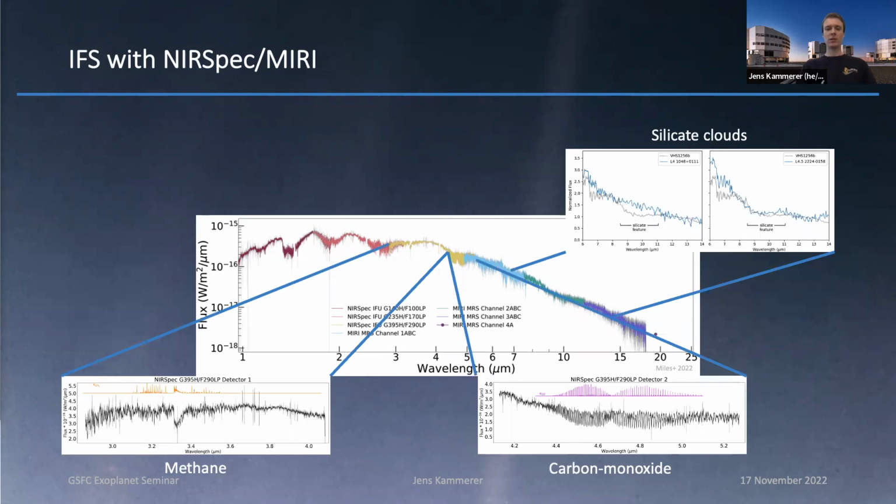And we can see some beautiful absorption features there, for example, from methane. Also some low vibrational lines from CO, in very high detail and SNR, the way that has never been seen before from the ground. We've been able to, for the first time, directly detect a silicate cloud in the atmosphere of such a low mass object.